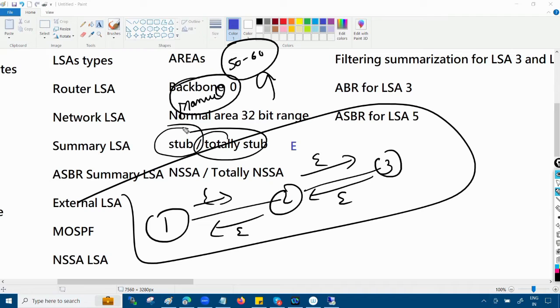Again, guys, I'm not talking about the benefits of OSPF right now. We are just talking about the problems with OSPF. What is the problem with the NSSA? And the second thing, about the stub: a stub cannot become a transit area.